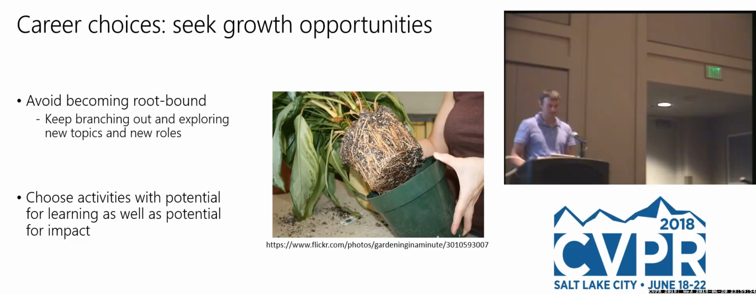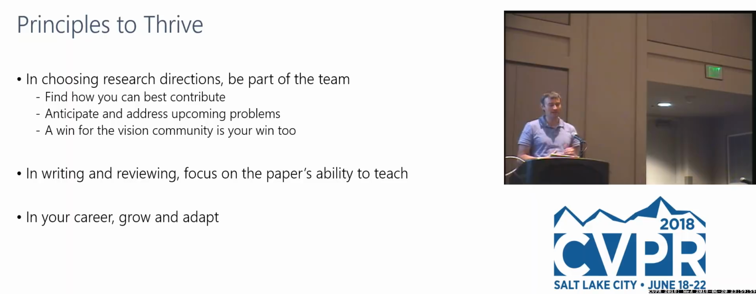So in summary, key principles to thrive are, in choosing research directions, think of yourself as part of the team. Your goal is to maximize the contribution of the entire community rather than to make the most singly important contribution that you can make. And so you need to try to think about how you can best contribute to anticipate and address upcoming problems. And then if you do that, then you can be satisfied. Whenever the vision community makes progress, you can feel like you played your part.